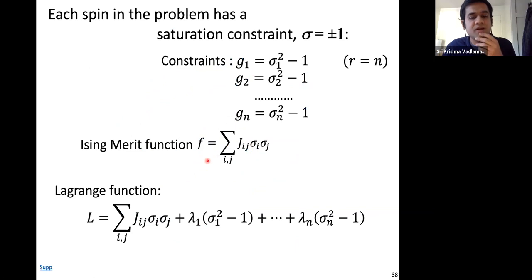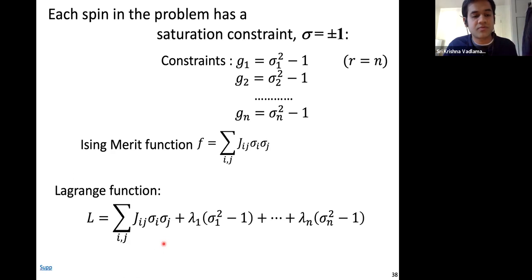For the icing problem, we just list everything down. The spins are supposed to be plus 1 or minus 1. So that means you have g1 is sigma 1 squared minus 1 equal to 0. So there's an equal to 0 here. That's the constraint on the first spin. You have the constraint on the second spin. You have n constraints. And you have the icing function that you want to optimize. And you can form the Lagrange function. So you just take the merit function, you add in all the constraints with multipliers, and that's it. So you have this Lagrange function.